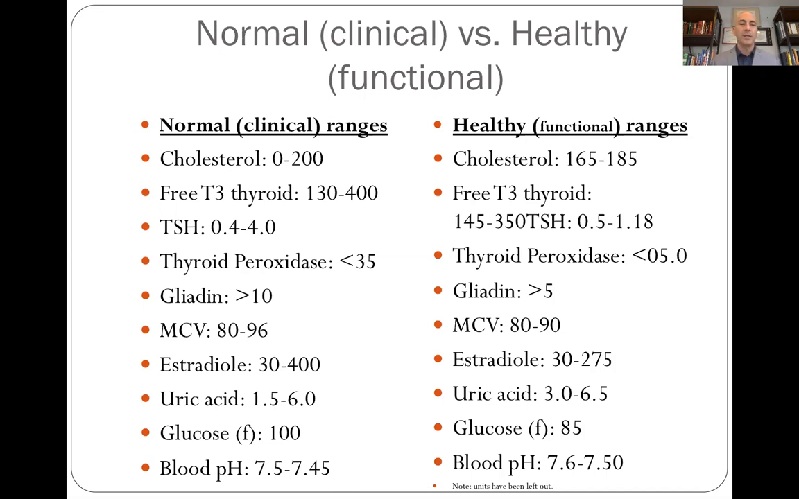Let's go back to the left column, or the normal or clinical ranges. Free T3 thyroid hormone. Free T3 is the usable thyroid hormone. It's one of the most important lab tests to include with a thyroid panel. The normal ranges are 130 to 400, but for healthy people, it's between 145 and 350. So you could be normal compared to the regular doctor's clinical interpretations, but if I compare you to the healthy ranges, you might actually be abnormal compared to those.